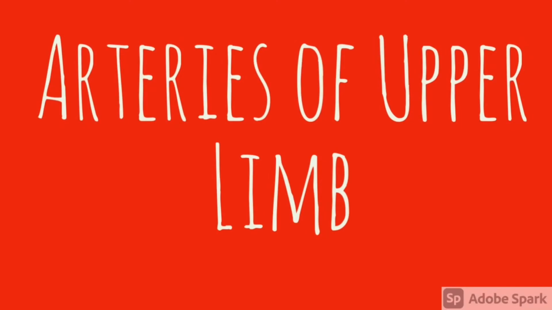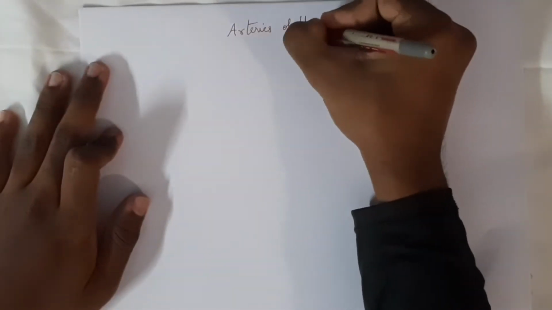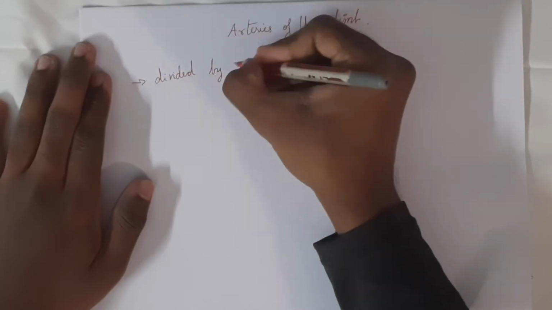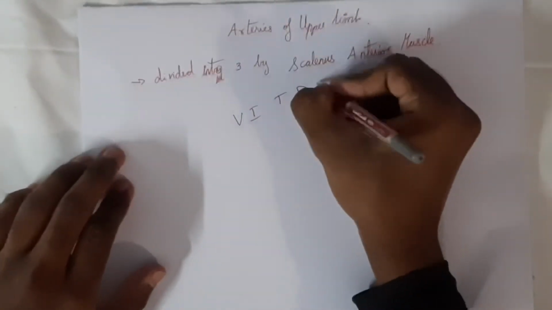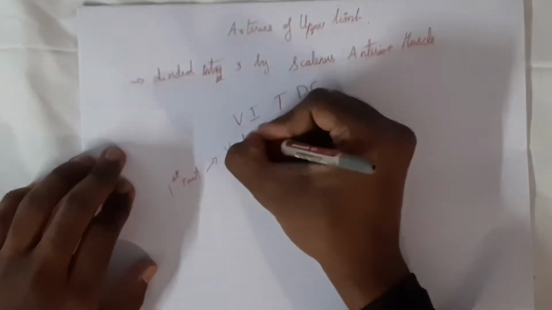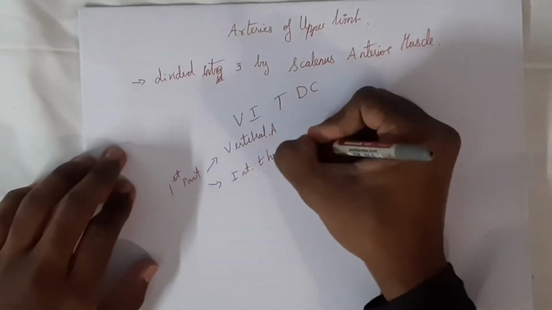Okay, guys, the topic that we will be dealing with now will be the arteries of the upper limb. So, first we'll start with the subclavian artery. It is divided into three parts by a muscle, that is the scalenus anterior muscle. There's an easy acronym that is vitamin DC.